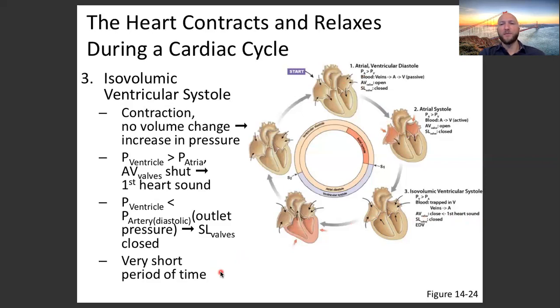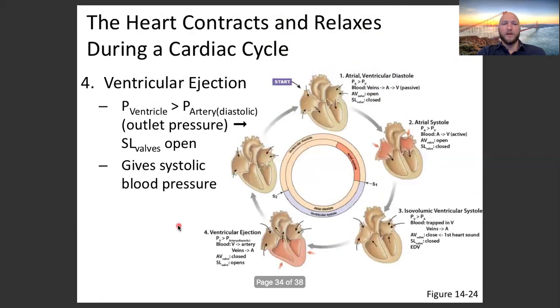Isovolumetric contraction is a very brief period. At the moment, remember, we're generating pressure during isovolumetric. At the moment, the pressure in the ventricle is higher than the pressure in the corresponding artery. We're going to have the pressure gradient set up in such a way that blood's going to flow the direction we want it to, right? So the moment the pressure in the ventricle is higher than the pressure in the corresponding artery, isovolumetric contraction is going to end, and ventricular ejection is going to start.